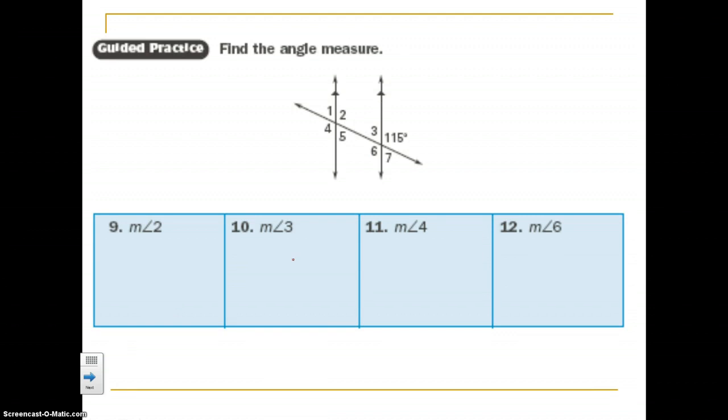Okay, try numbers 9, 10, 11, and 12 by yourself. You can see that 6 is 115. Before I answer the questions, I'm going to fill in the rest of the numbers. And then 180 minus 115 is 65 degrees, because that makes 180. Check your answers.